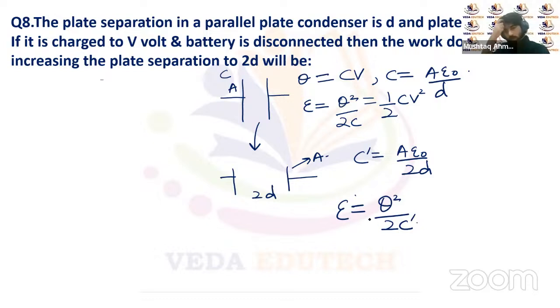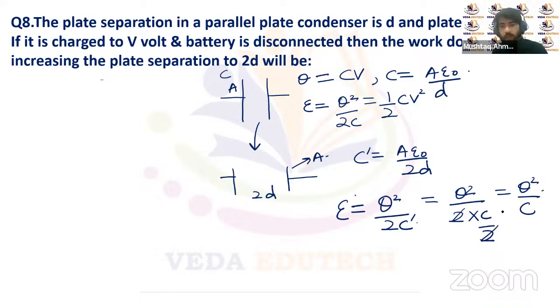Now from here you can see, if the old capacitance was C, now C dash is C by 2, right? It will be Q square upon 2 multiplied by C upon 2. From here, 2 and 2 will get cancelled. We'll be left with Q square upon C, right?